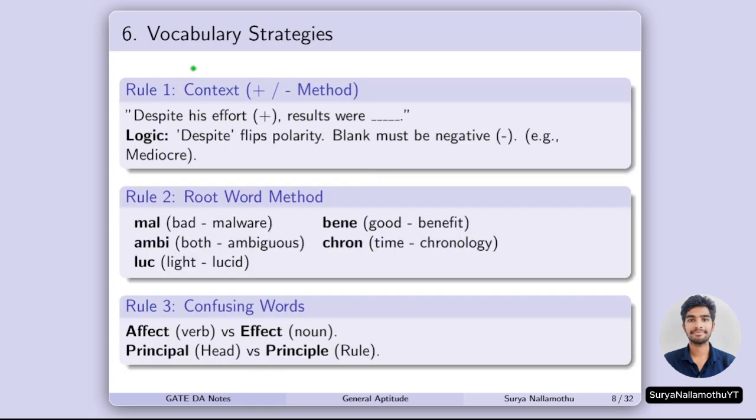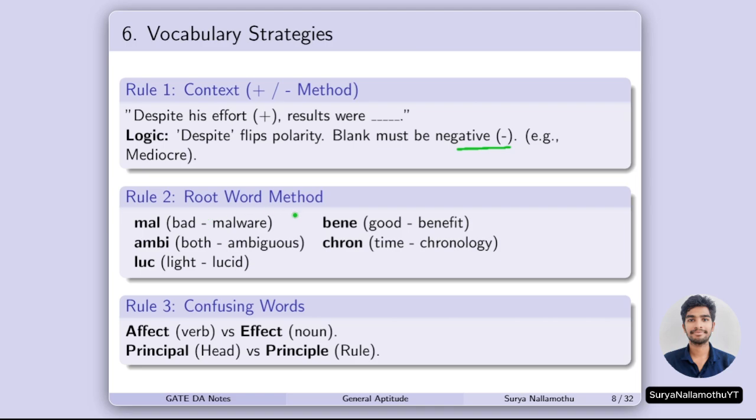Next, vocabulary strategies. The vocabulary strategies are very simple. So here we show the rules. Rule 1 is context, plus or minus. It means we need to increase the intensity or frequency. In that case, we need to apply the plus or minus method. It is negative or positive. In those cases, we apply it.